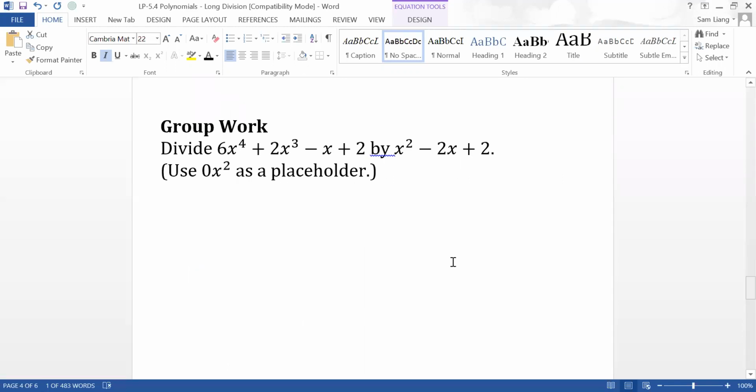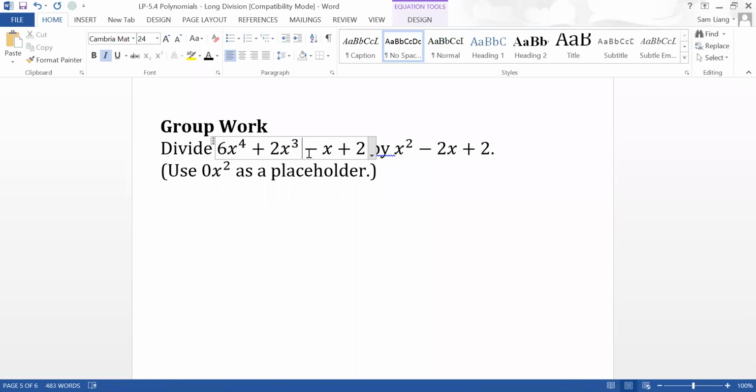Okay. We have about 7 minutes left in class, so see if we can solve this problem. 6x to the fourth plus 2x cubed minus x plus 2, and I want you to divide that by x squared minus 2x plus 2, and use 0x squared as a placeholder. By that I mean, you see there's no quadratic term in the dividend, right? So you should write in plus 0x squared when you're dividing.